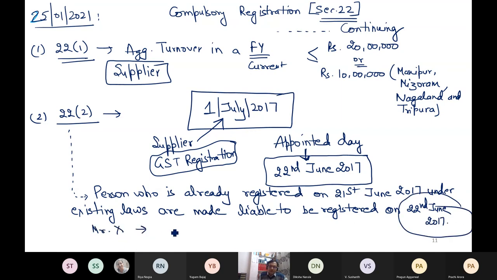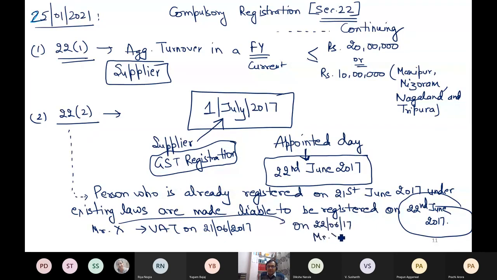So Mr. X was registered under the value added tax regime, the VAT regime, on 21st June 17. By default, on 22nd June 17, he became legally liable to be registered under GST laws. That's it. This is my second point, which I have completed today. I'm discussing the situation of compulsory registration: turnover based registration, then existing law based registration.